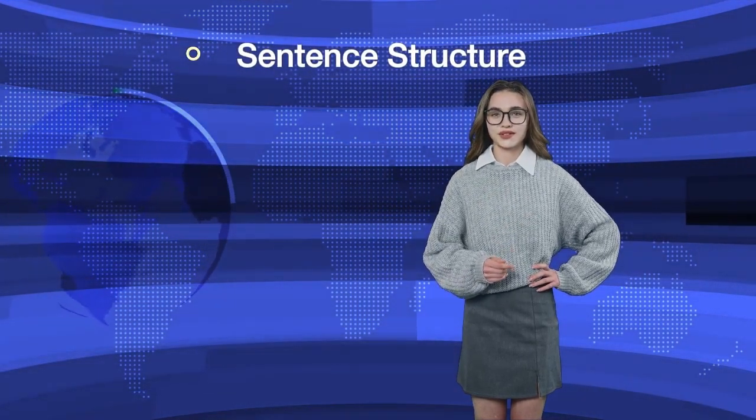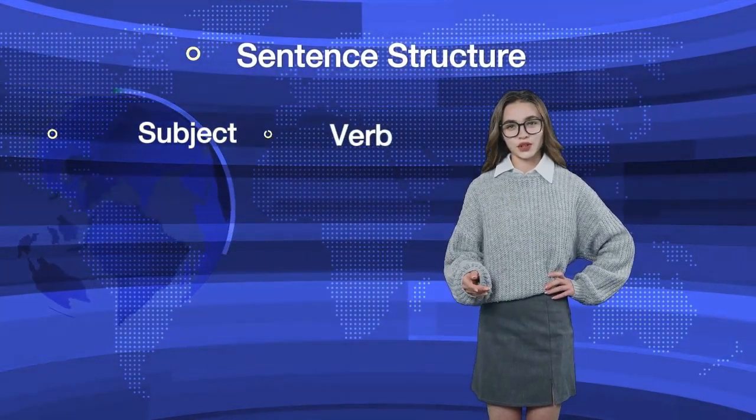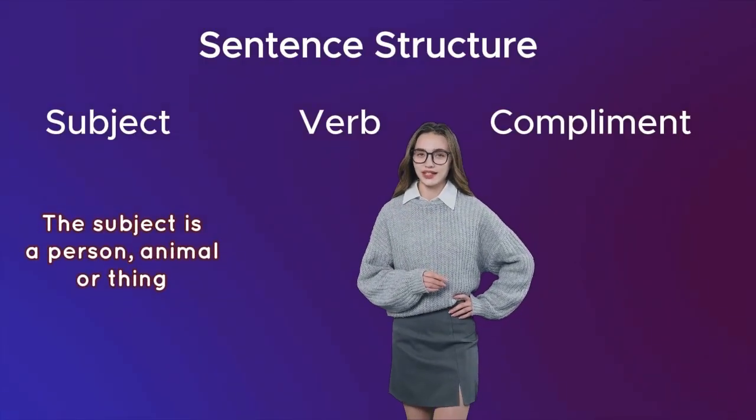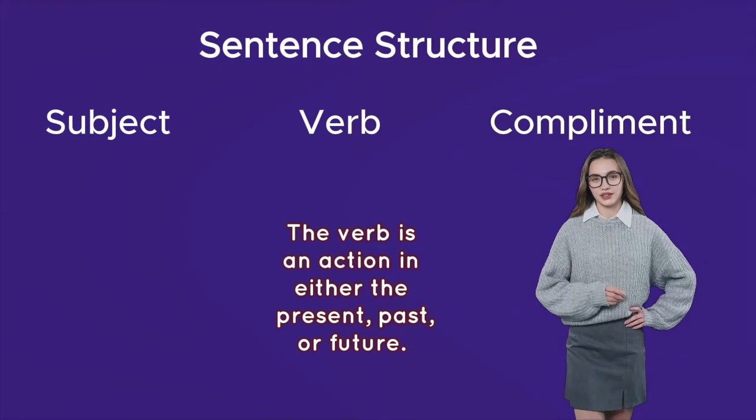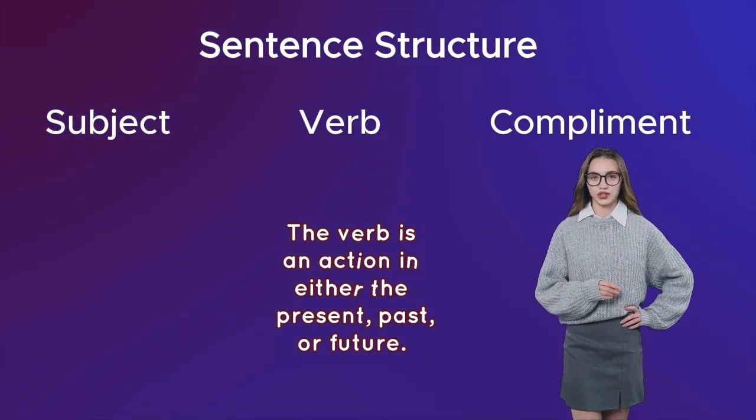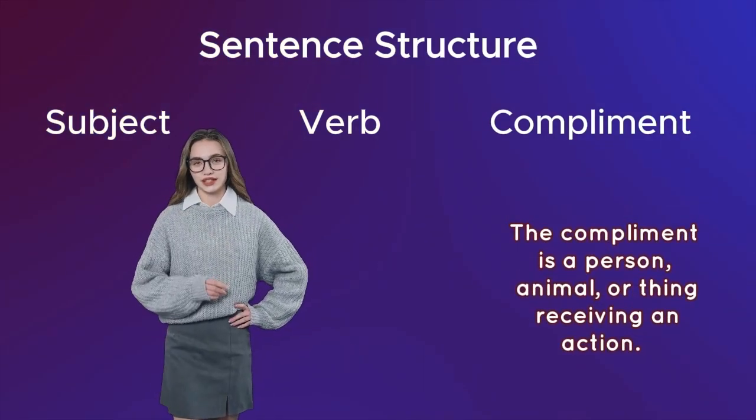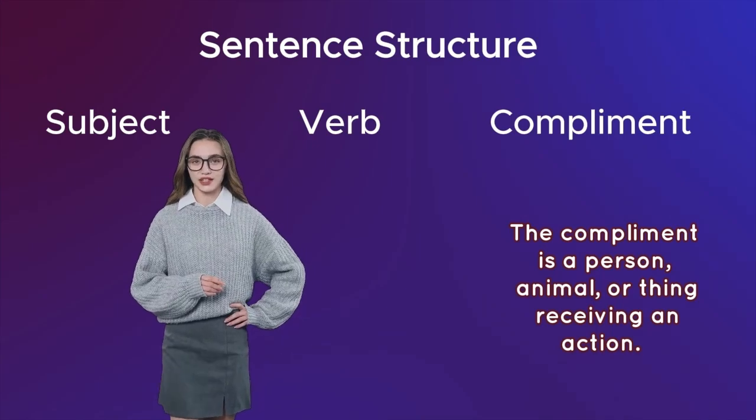We will begin our course by studying sentence structure and punctuation. Sentence structure is broken down as follows: subject, plus verb, plus complement. The subject is a person, animal, or thing. The verb is an action in either the present, past, or future. The complement is a person, animal, or thing receiving an action.